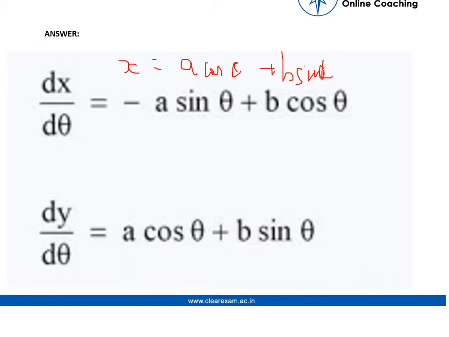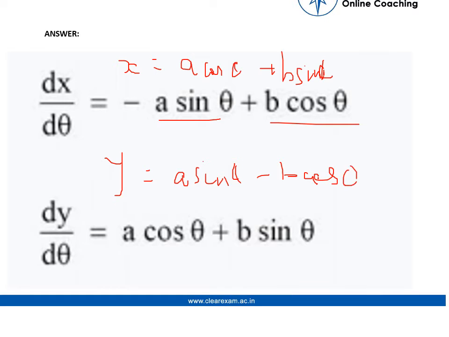So we know when we differentiate cos theta in terms of theta, it becomes minus sin theta, and when we differentiate sin theta in terms of theta, it becomes cos theta. So basically we differentiate x with respect to theta. So a cos theta becomes minus a sin theta, and b sin theta becomes b cos theta. Similarly, y is given as a sin theta minus b cos theta. On differentiating it with respect to theta, we get a cos theta plus b sin theta.